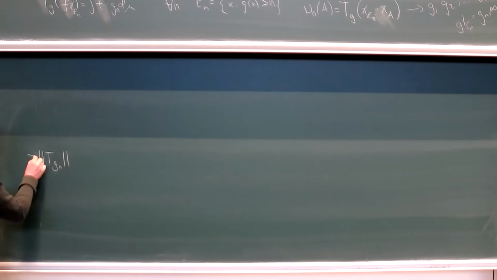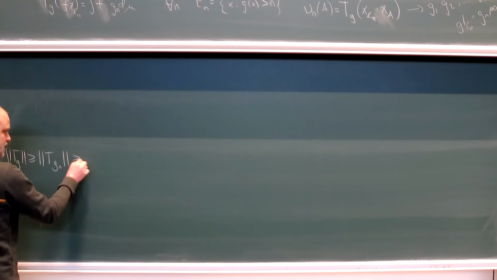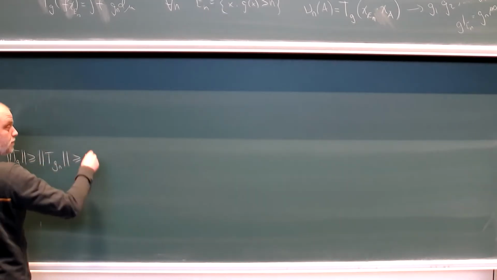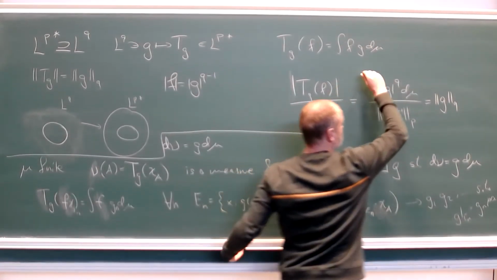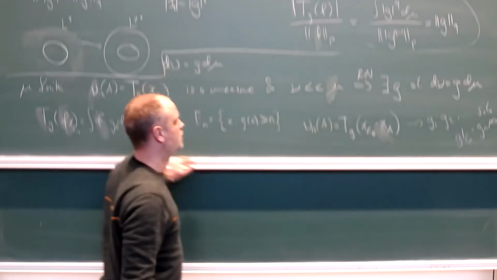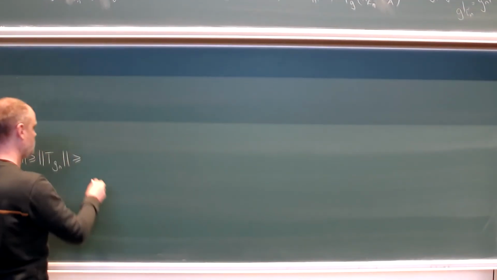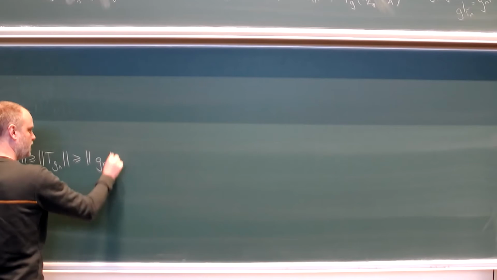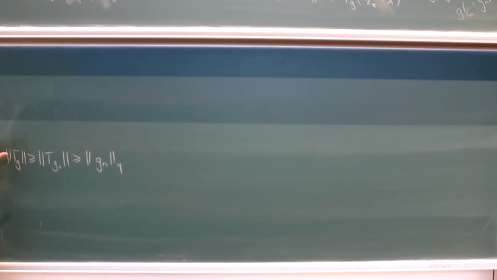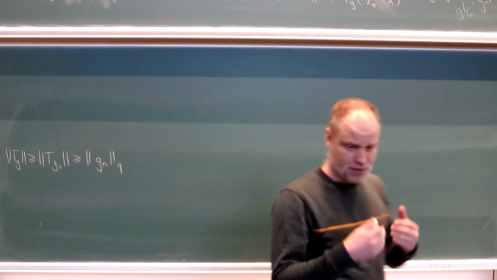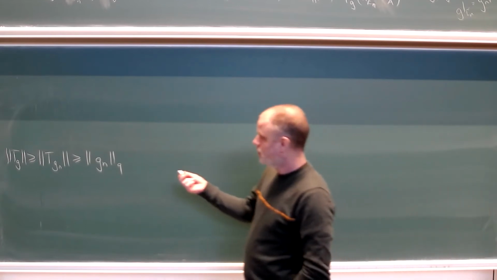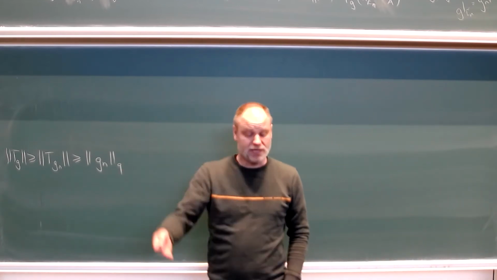Tgn is less than or equal to Tg, is less than or equal to, now you stick in your G, this computation here, you do it, and then you see that En in the Q norm is bounded by this, which is bounded by that. So we get a sequence of functions that converge almost everywhere to G, and they are uniformly bounded in the LQ spaces. Well, then they converge.